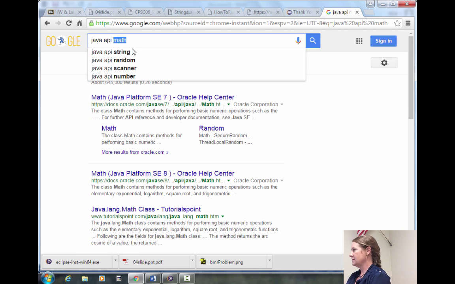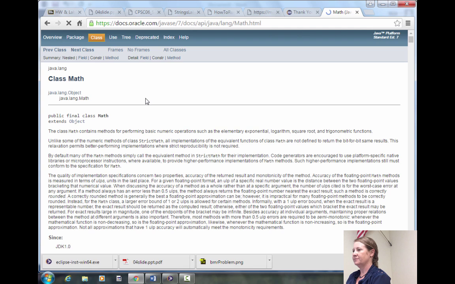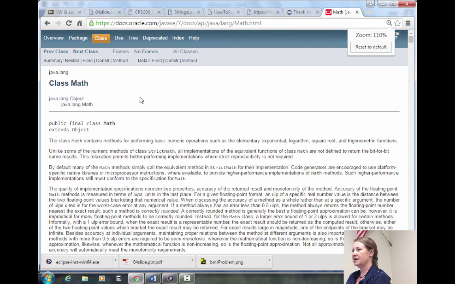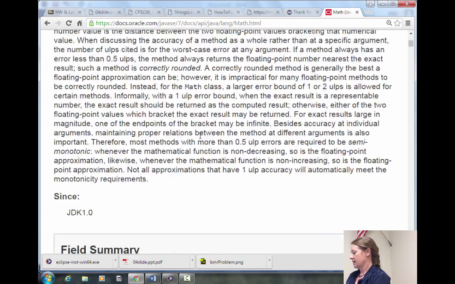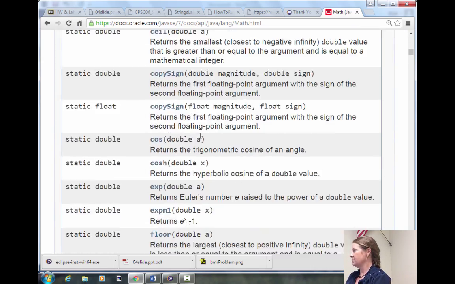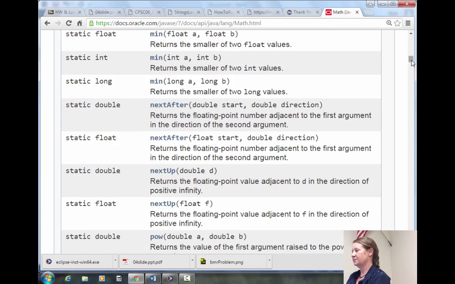Okay? So when I type in Java API Math, or Java API and then the class name, whatever class it is, here's String and Random, Scanner, Number, those are other classes people have looked up. Usually the first link that it gives me will be to docs.oracle.com. And that's where the standard API resides, on these servers. And when you look up a class in the Java API, it looks like this.